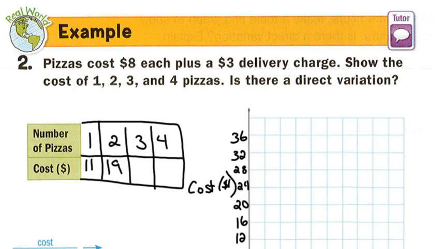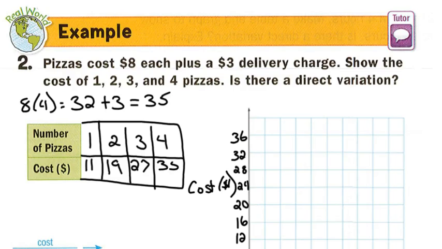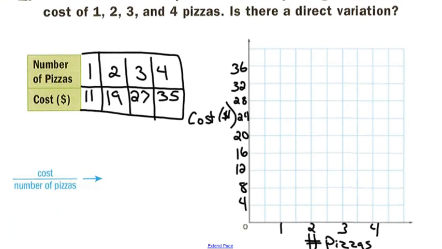If we have 3 pizzas, well, it's $8 for each pizza. So that's 8 times 3, which is 24. But then we have to add that $3 delivery fee. So that's $27. All right. And then if we had 4 pizzas, well, that's $8 for 4 pizzas, which is $32, but we still have to pay the $3 delivery fee. So that's $35 for the 4 pizzas.